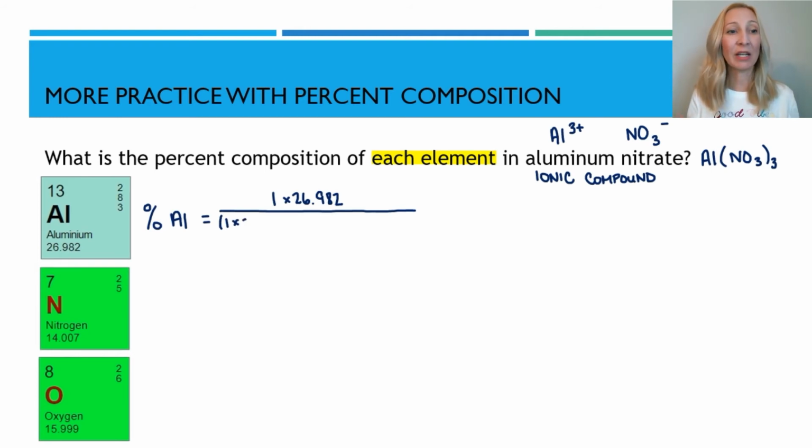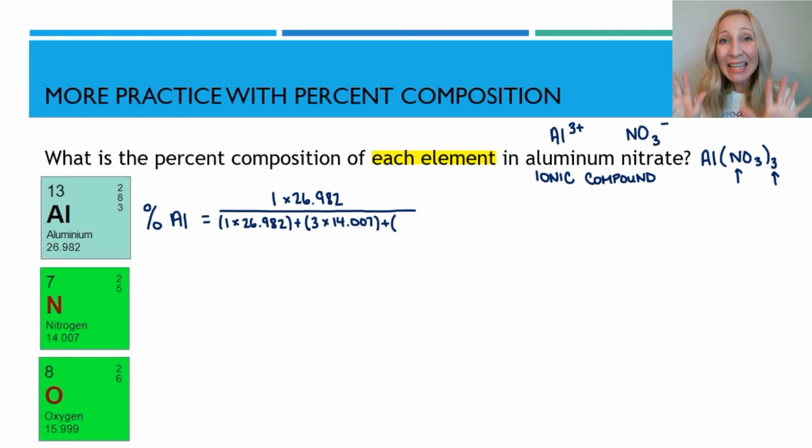So there's a lot going on here. 1 aluminum with a mass of 26.982. And then we have 3 nitrogens. There's 1 nitrogen per nitrate, but there are 3 nitrates. So 3 times 14.007. Now our oxygens, there are 9 oxygen atoms in this formula. We have 3 nitrates, but there are 3 oxygen atoms per nitrate. So 9 oxygens times the mass of an oxygen, which is 15.999.